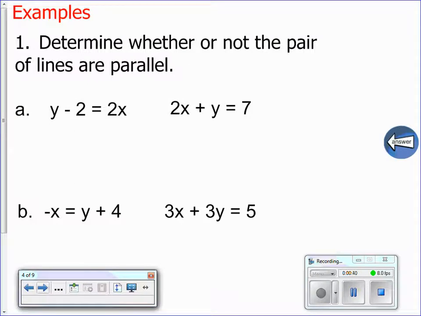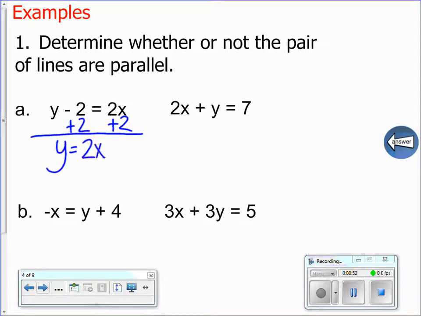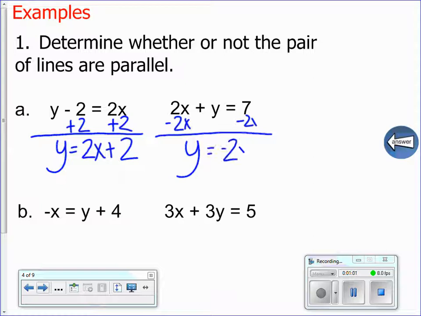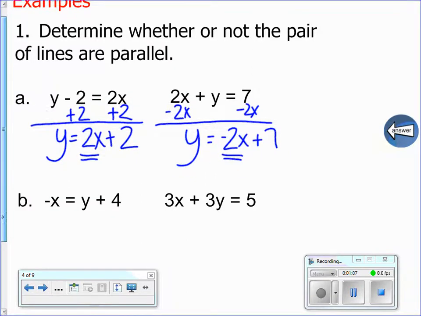So determine whether or not the pair of lines are parallel. In order to tell if they're parallel or not, I need to have it in slope-intercept form. So I'm going to add 2 to both sides, and I get y is equal to 2x plus 2. Over here, I'm subtracting 2x from both sides, and I get y is equal to negative 2x plus 7. So they are not parallel. One is negative, one is positive.